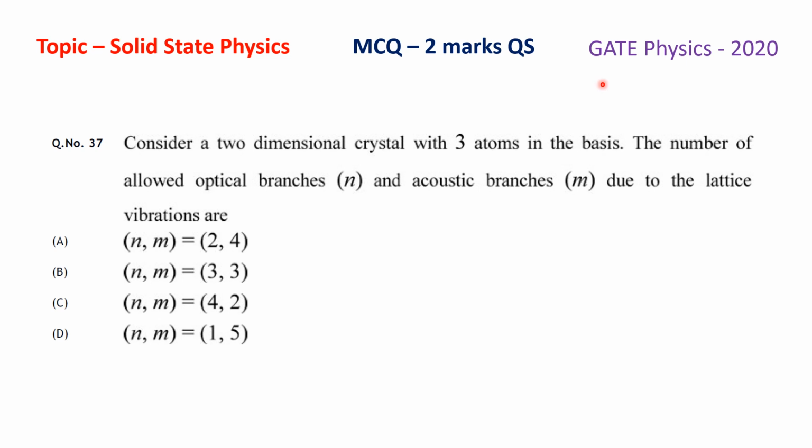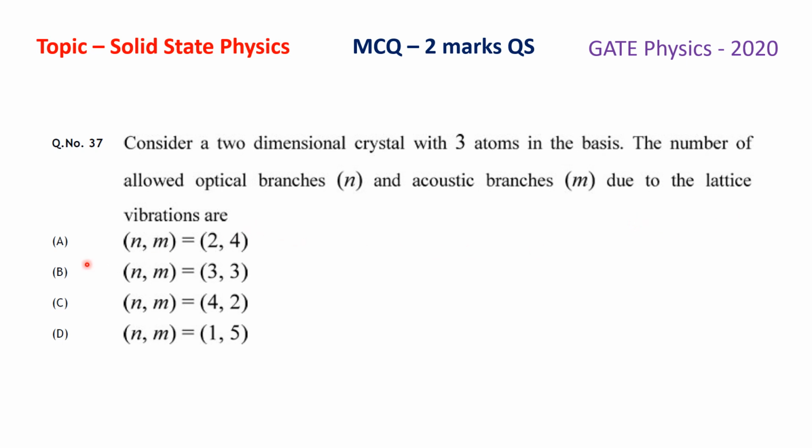This question is from the GATE Physics paper 2020. This is an MCQ type question having 2 marks, and the topic of the question is solid state physics. Specifically, this question was asked from the chapter lattice vibration. The question is, consider a two-dimensional crystal with 3 atoms in the basis. The number of allowed optical branches, that is n, and the number of acoustic branches, m, due to the lattice vibrations are.